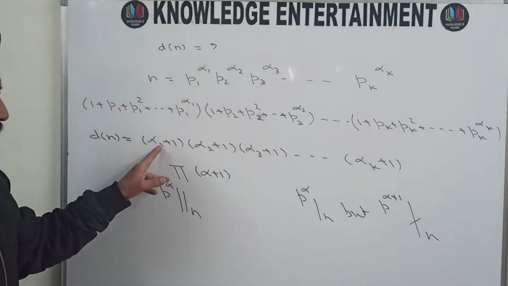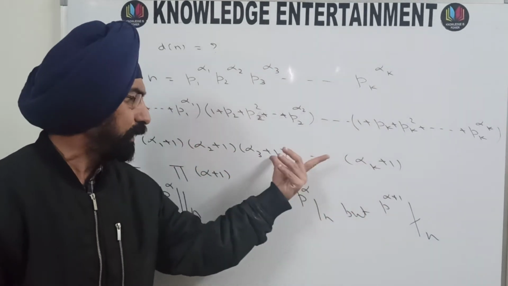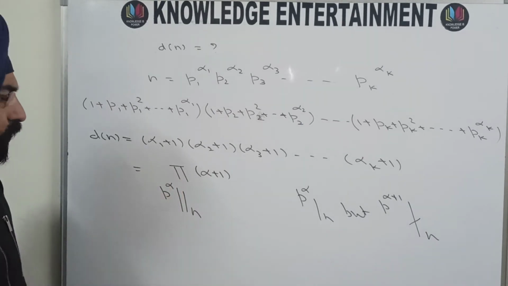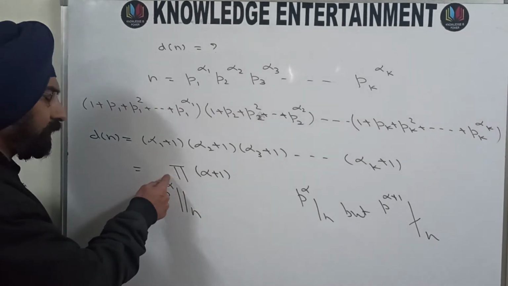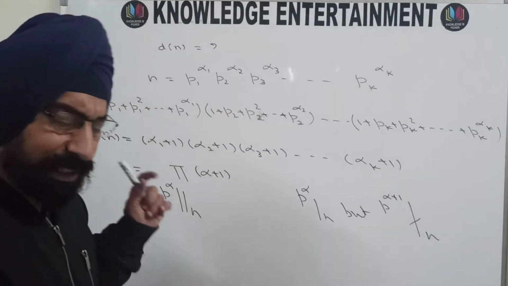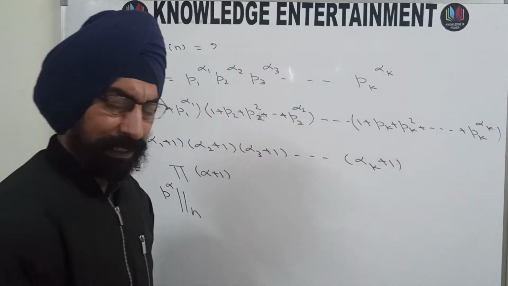So these are the terms alpha1 plus 1, alpha2 plus 1, alpha3 plus 1, up to alpha k plus 1. This product can be written, in short, using pi, which is used for product. So it is the product of alpha plus 1, where p^alpha, for some prime number p, max divides n. So this is the general value of d(n).